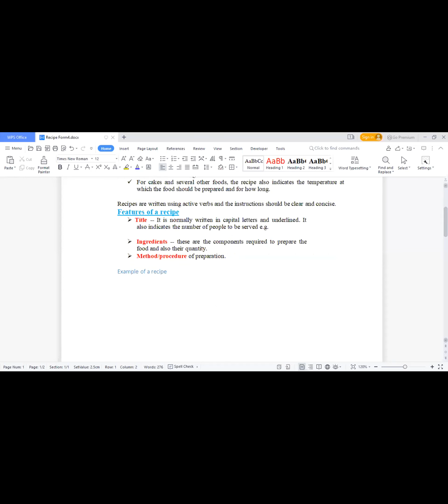And for the ingredients, these are the components required to prepare the food and also the quantity. So if it's rice, tell us the quantity that you're going to use. Is it 1 cup of rice, 2 cups of rice? And water, so how many cups of water are you going to use? Don't just write rice, water, salt, without indicating the quantities. Remember, the quantity that you use is what matters, how many people the meal is going to serve.